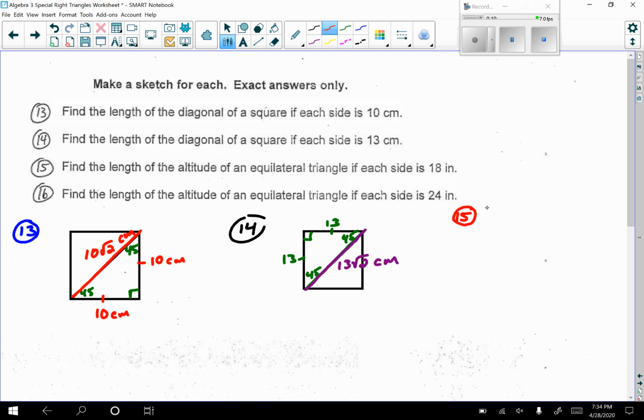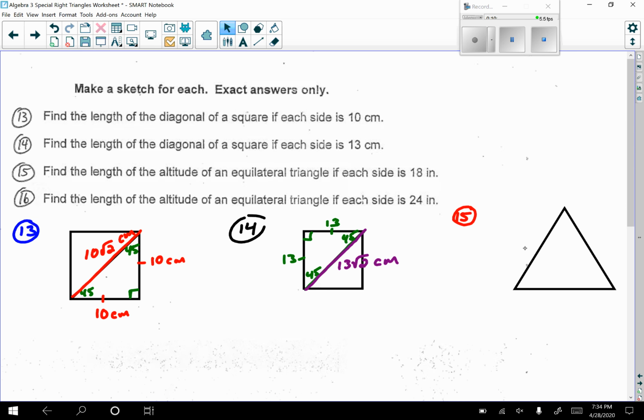All right, now looking at 15, we have an equilateral triangle, and altitude is the same thing as a height. So remember, if you're in a plane and your altitude's increasing, that's just the height, how high up you are from the ground. So we're going to go ahead and draw an equilateral triangle. That means all three angles, all three sides have the same length. This is one that I actually did an example of in the notes as well.